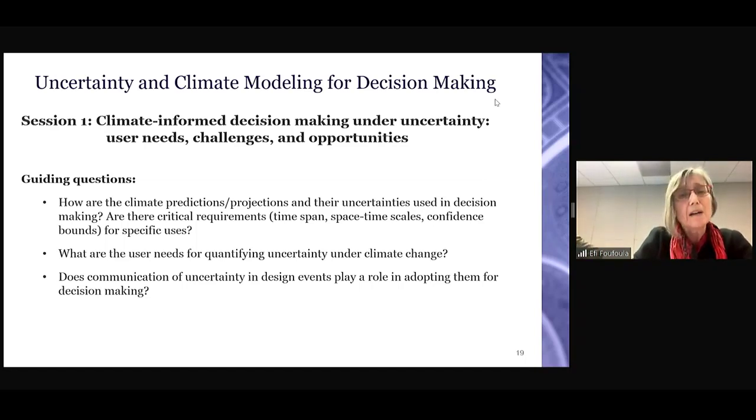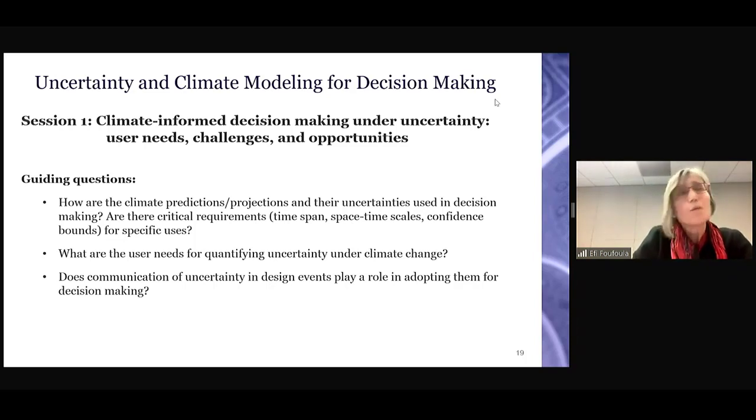At the same time, the questions are here: how do we quantify uncertainty, and how do we communicate uncertainty so we can be on a better path to adapt these products for decision making? But this will be session one, which is what are the user needs.